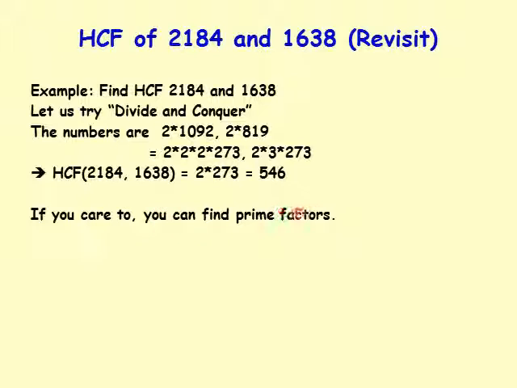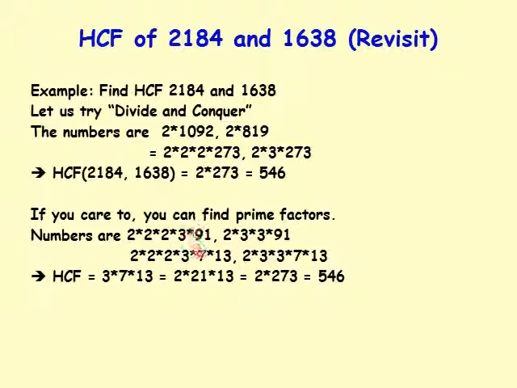And if you care to, you can find prime factors. You can continue finding factors. The first number is 2 times 2 times 2 times 3 times 91, and the second number is 2 times 3 times 91. And 91 is 7 times 13. So we have 2, 3, 7, and 13. These are the common factors here. It's 2 times 3 times 7 times 13. It's 2 times 21 times 13, which is 2 times 273, and it is equal to 546. Okay, let us continue.